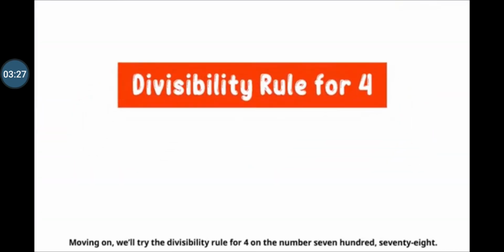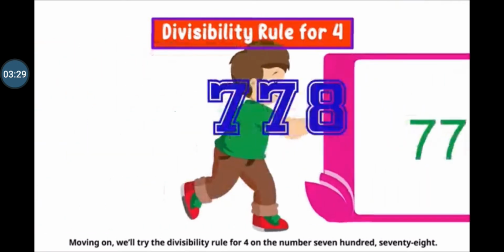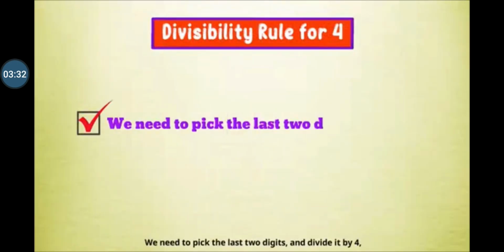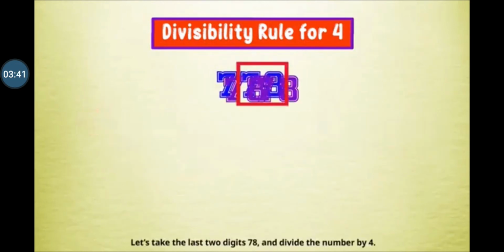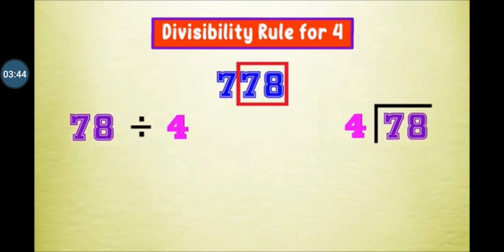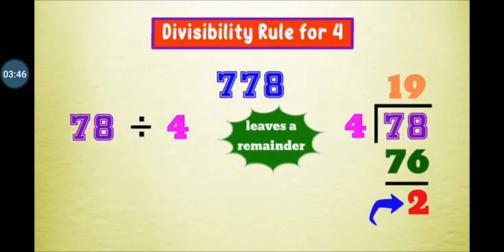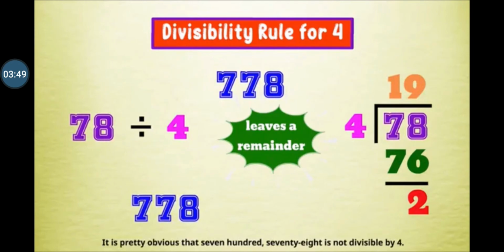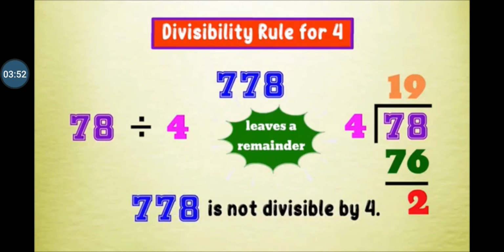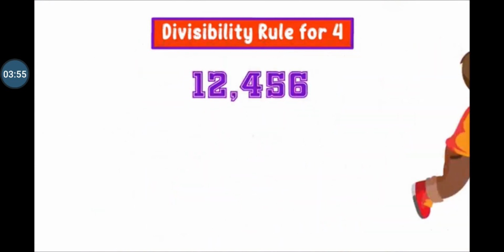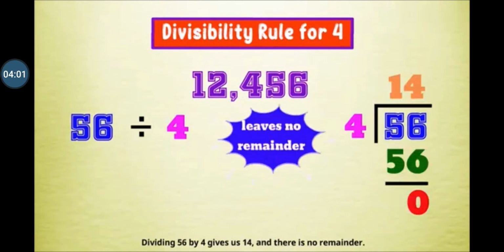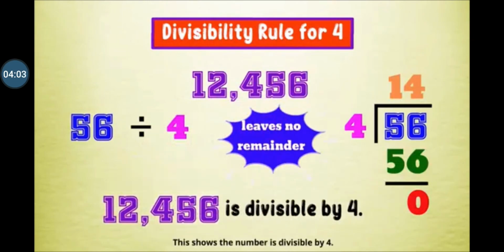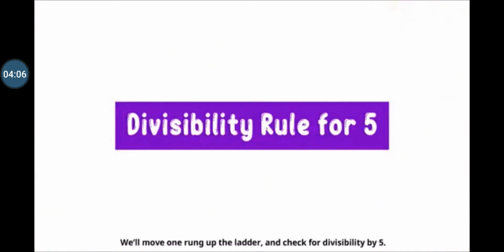Now let's come to the divisibility rule for 4. Look at the number 778. We need to pick the last two digits and divide them by 4. If after dividing we have no remainder, it means the number is divisible by 4. So here, when we divide, we get the remainder as 2. So it means this is not divisible by 4. Look at this number. The last two digits are 56. So we get the remainder as 0. So it means that this number is divisible by 4.